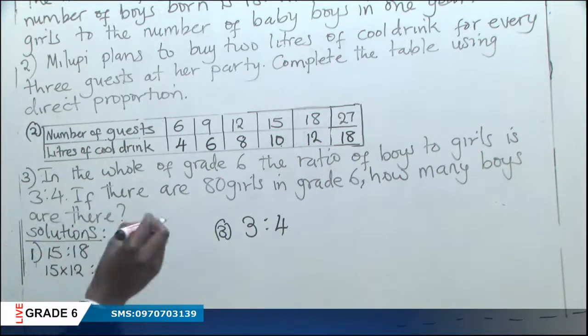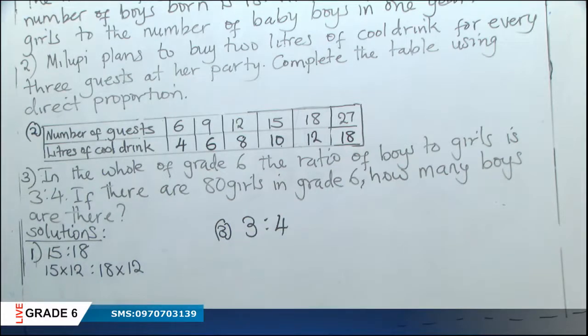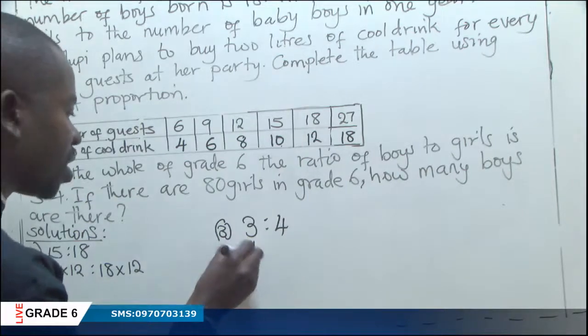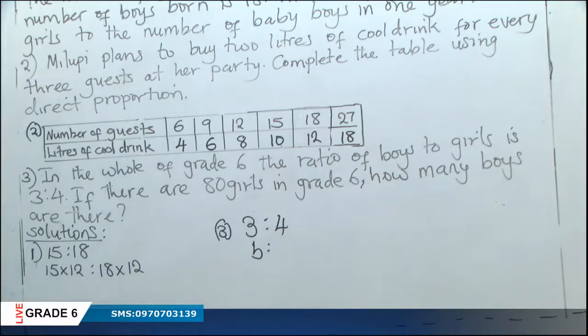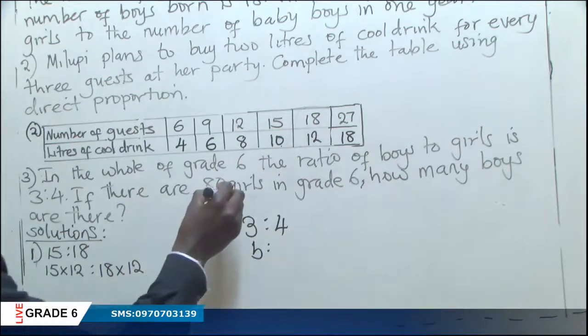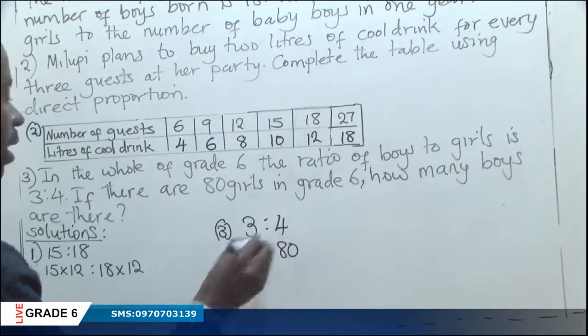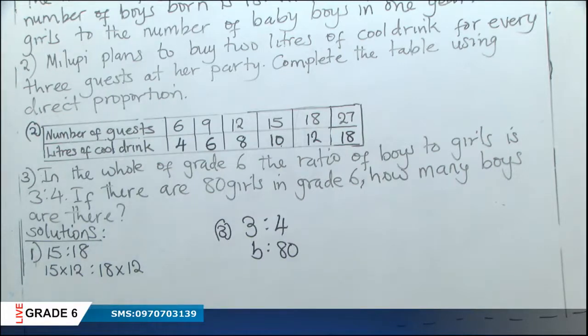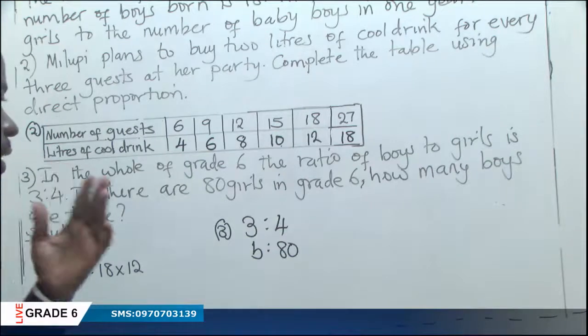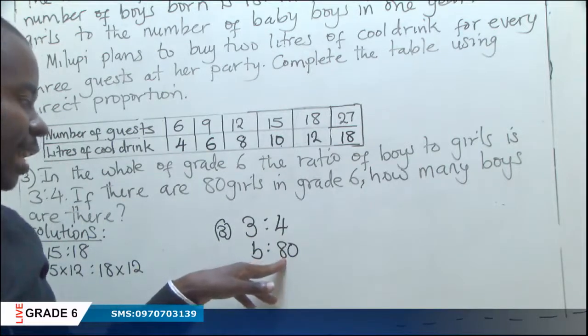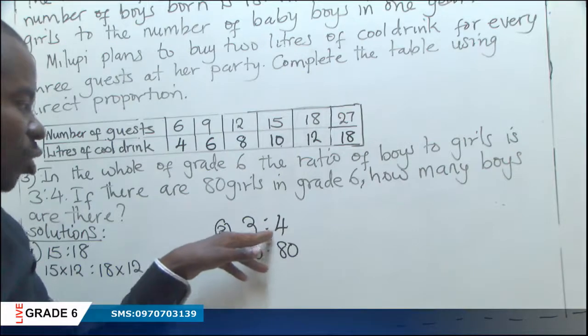Now, here we don't know the number of boys, but we know the number of girls. So we can put B there for the number of boys. And then we know that the number of girls is 80. So boys and girls, for us to get 80 there, the ratio is 3 to 4.